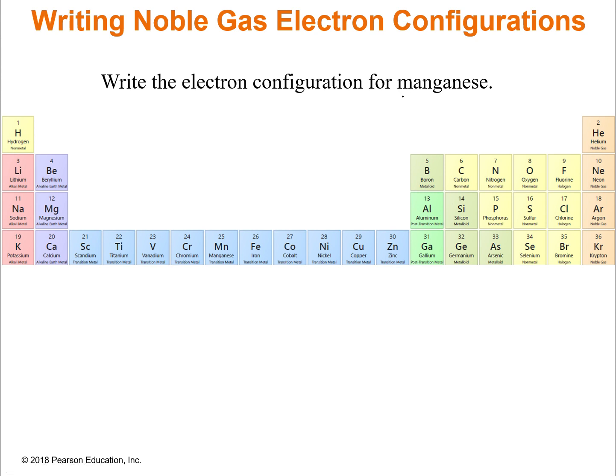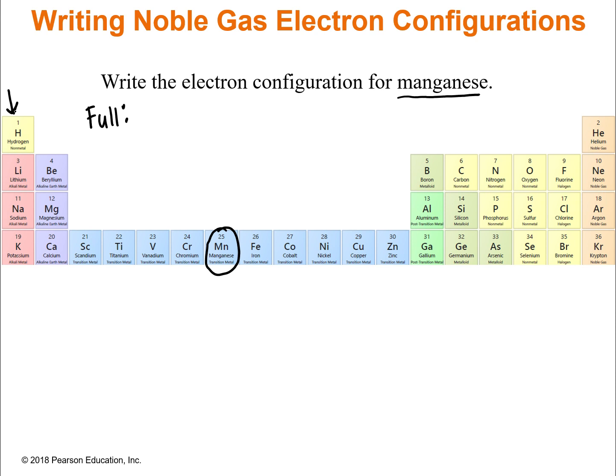So as practice, write the full electron configuration for manganese. And I'll circle it here for you. I'll give you a minute to get started, and then I'll start writing it out. So go ahead and write that full configuration. Even if you're not finished writing your configuration, that's okay. I'm going to just get started here.